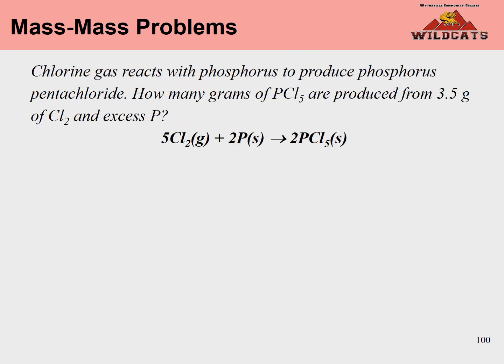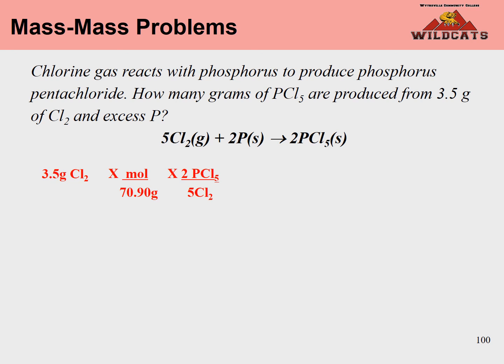Okay, so let's take a look at another equation. We've got 5 chlorines plus 2 phosphoruses gives us 2 phosphorus pentachloride, or PCl5. So I've got 3.5 grams of chlorine and an excess amount of phosphorus. So I take the 3.5 grams of chlorine. We're going to get rid of the grams. Remember to multiply the mass of chlorine by 2 because there's Cl2, so we get 70.90 instead of 35.45.